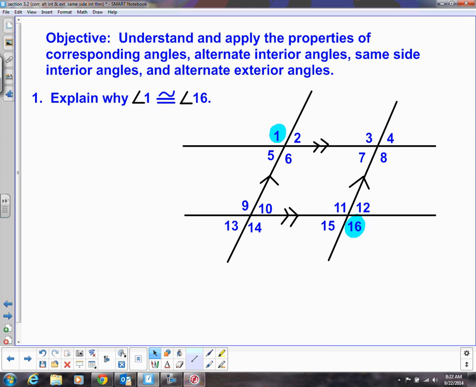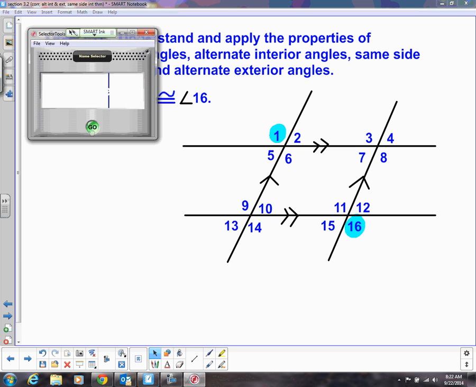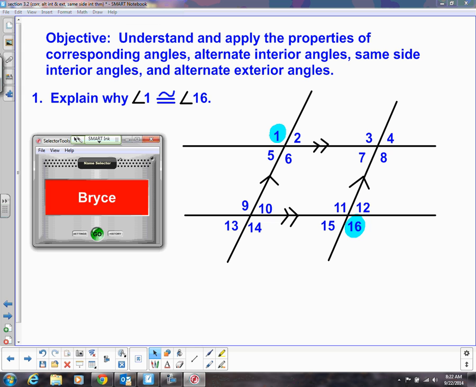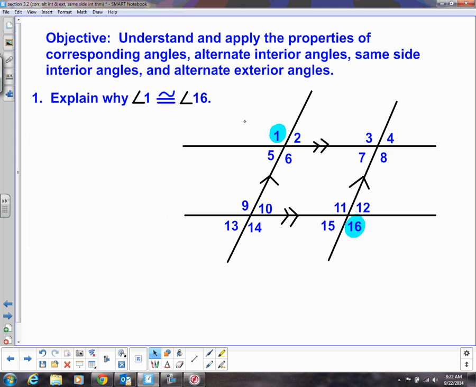In order to work our way, we can either start with 1 and go across, or start with 1 and go down. Bryce, what do you want to do? Start at 1 and go across or down? Okay, we're going to go across. So going across, I need someone, and that will be Lizzie. Lizzie, angle 1 is congruent to what angle? Angle 1 is congruent to angle 3.